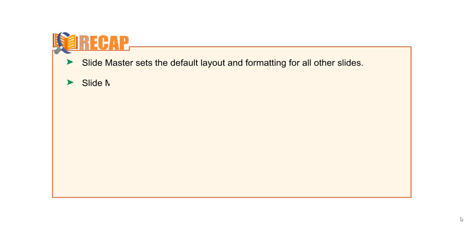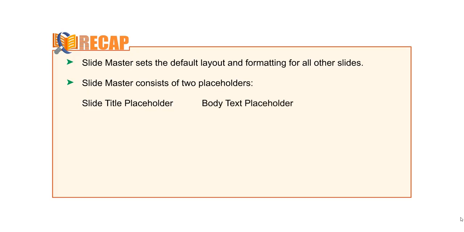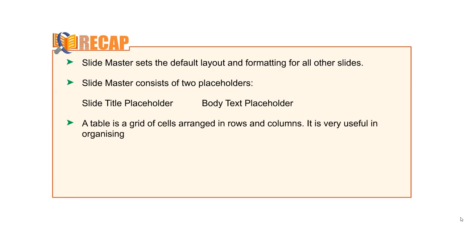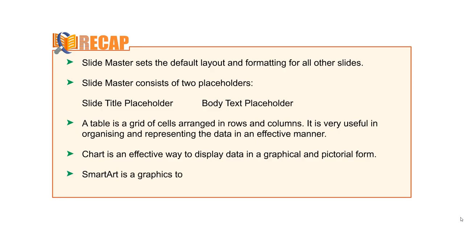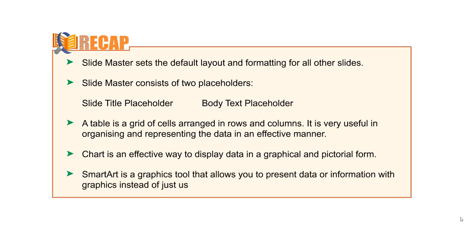Students, let's go through the recap of this chapter. Slide Master sets the default layout and formatting for all other slides. Slide Master consists of two placeholders: Slide Title Placeholder, Body Text Placeholder. A table is a grid of cells arranged in rows and columns. It is very useful in organizing and representing the data in an effective manner. Chart is an effective way to display data in a graphical and pictorial form. SmartArt is a graphics tool that allows you to present data or information with graphics instead of just using text.